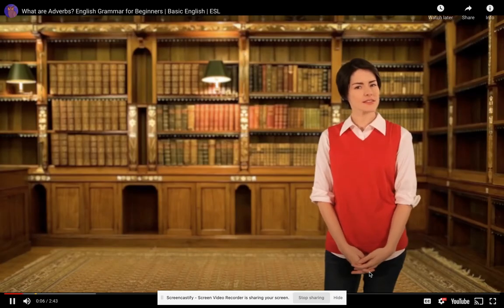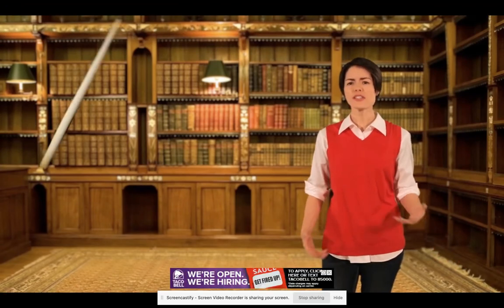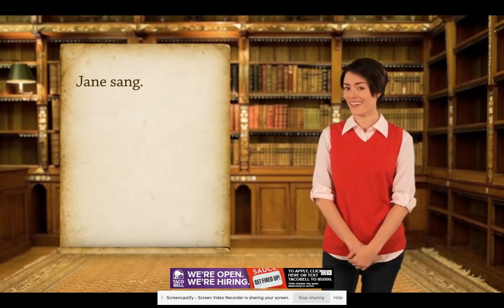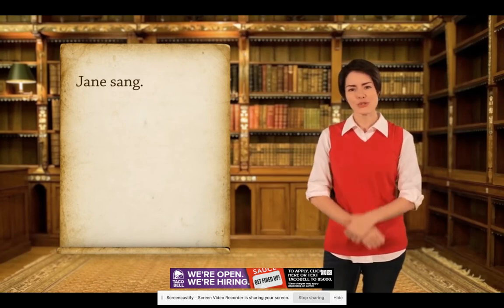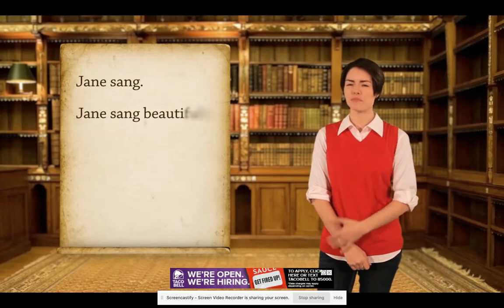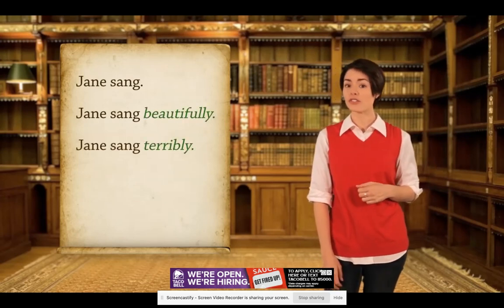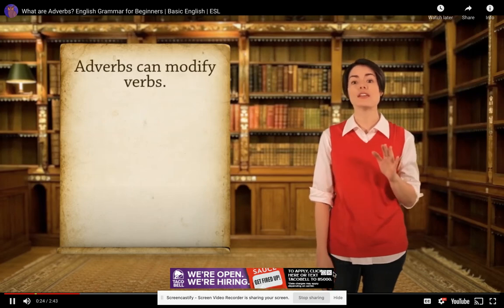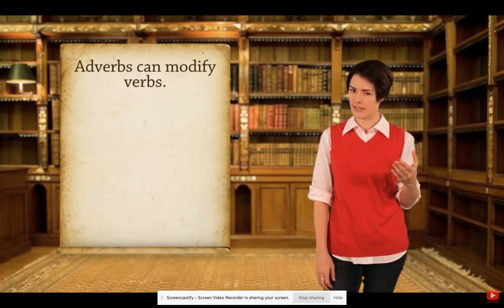The simplest sentences have just a subject and a verb. Verbs tell you the action. What did Jane do? Jane sang. But what if you want to know if Jane was a good singer? That's when you use an adverb. Jane sang beautifully. Jane sang terribly. How well she sang is important information conveyed only by the adverb. We say the adverb modifies the verb in these examples.